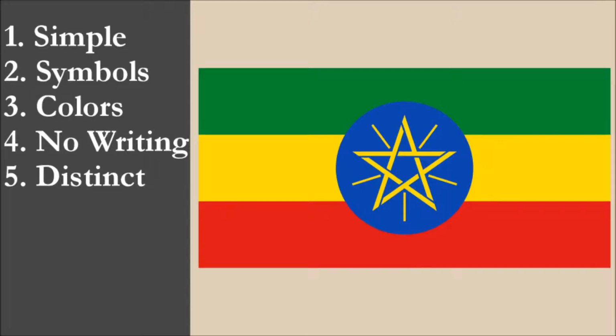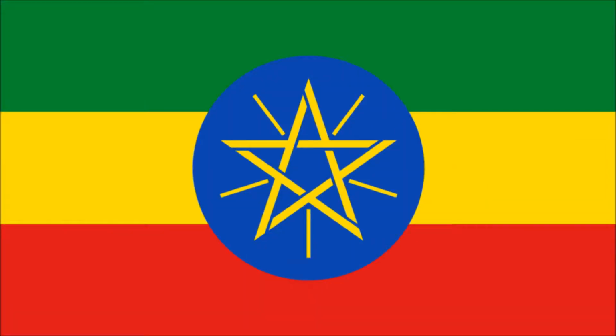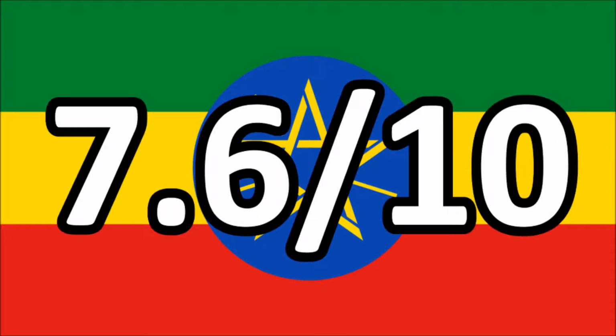So now we reviewed the flag on each of the 5 principles. We're going to add the scores and divide by 5 to get the average. So, for the National Flag of Ethiopia, we get a final score of 7.6 out of 10.